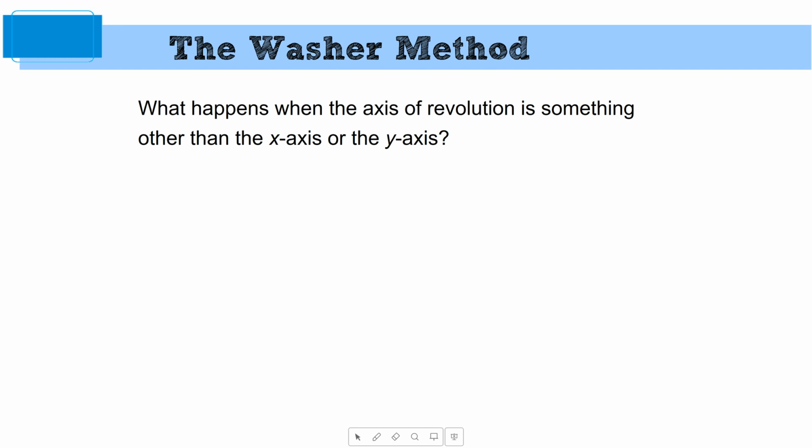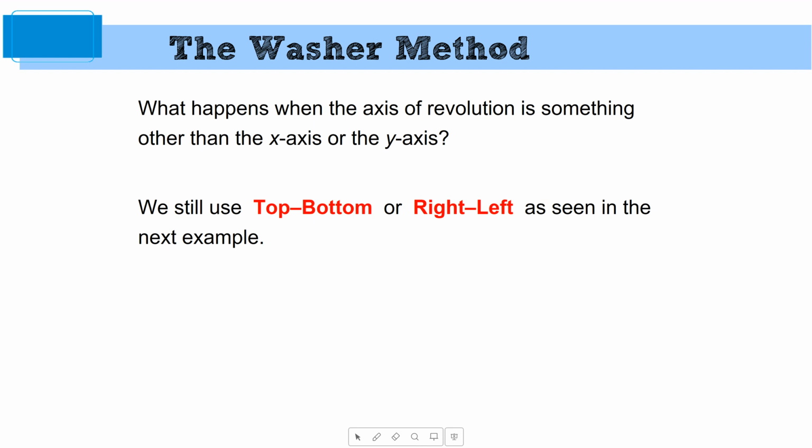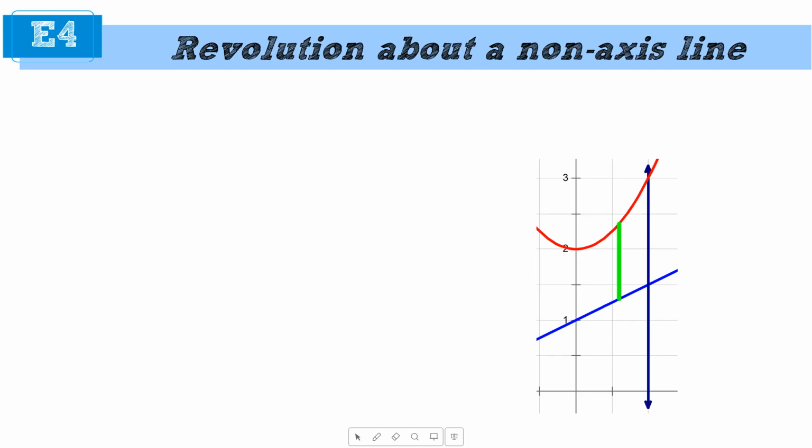Now we can also do it for washers. I don't want to make a big deal out of this because you're still falling back on the standard. Top minus bottom, right minus left. Anytime you want to know how tall something is, it's going to be top minus bottom. Anytime you want to know how wide something is, right minus left. Okay, so this guy.